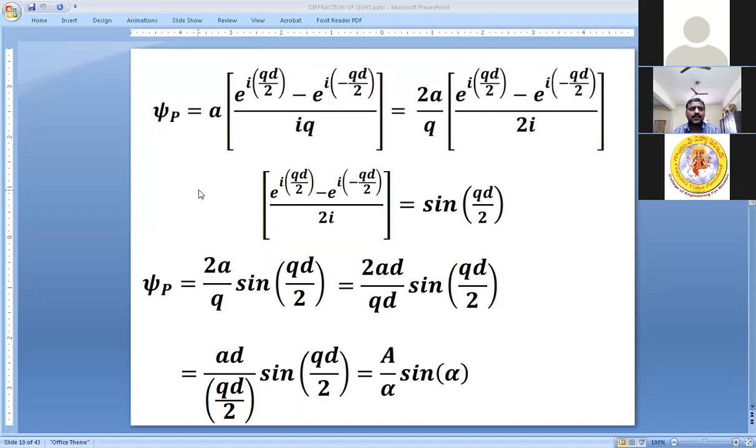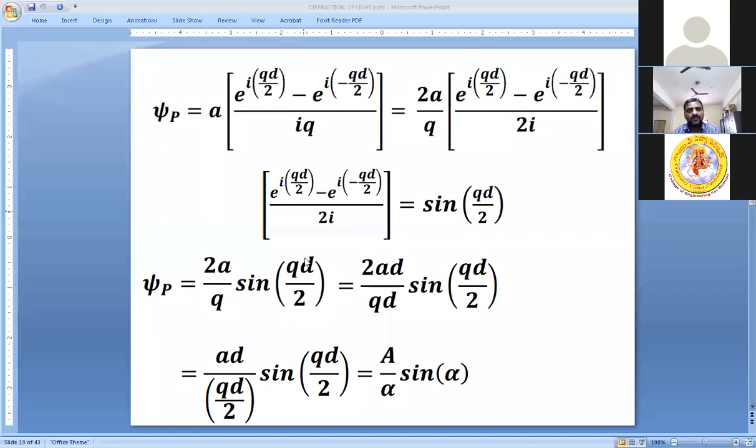Fine. Now, after substituting this sine qd by 2 here, what I am going to get is 2a by q into sine qd by 2. And once again, one more substitution. Instead of carrying this fraction, I'll call qd by 2 as alpha. Right? There is no significance for this, just for mathematical simplicity. Instead of writing this fraction, I am calling it alpha, nothing else. Right? So this is going to be alpha.